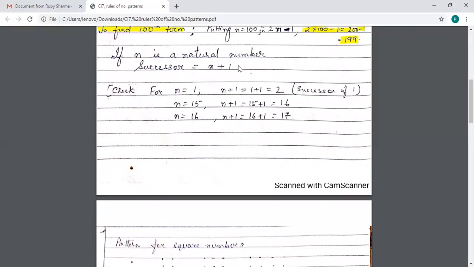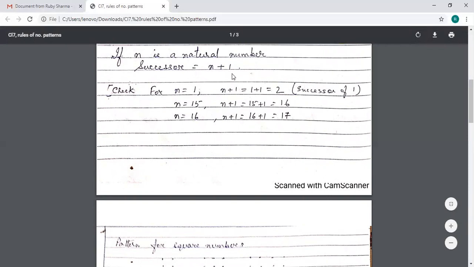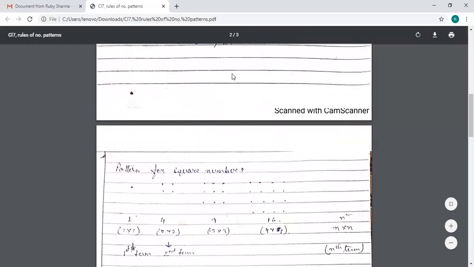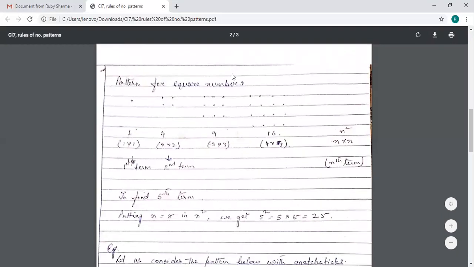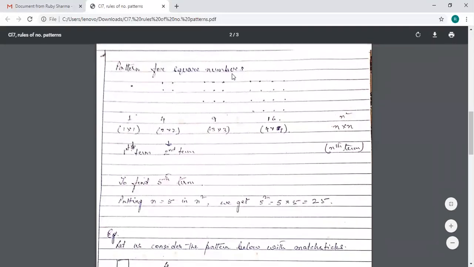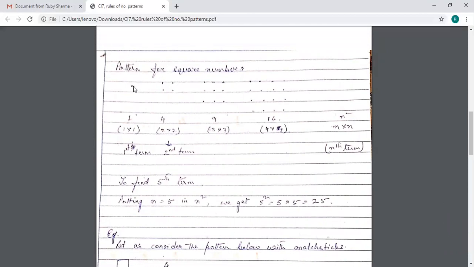So when you know this pattern, you can find the value of any term. Now these are the simple ones. Now pattern for square numbers also we have been doing. So with 1 dot, it's a special square, we say 1 into 1. Now here 4 dots, all equal distance from each other. And when we join the boundary, we get a square. So they are called square numbers, and 2 into 2 gives you 4, isn't it? That is how you find the square numbers. Next is 3 into 3.